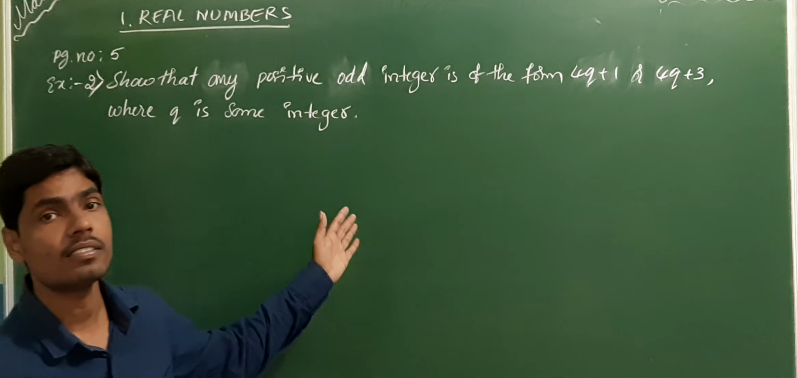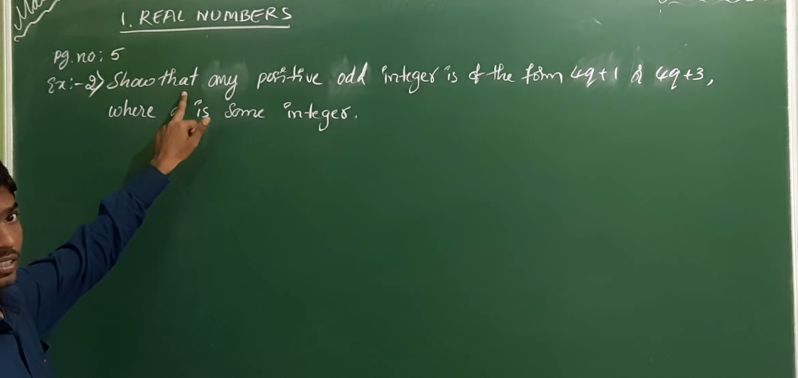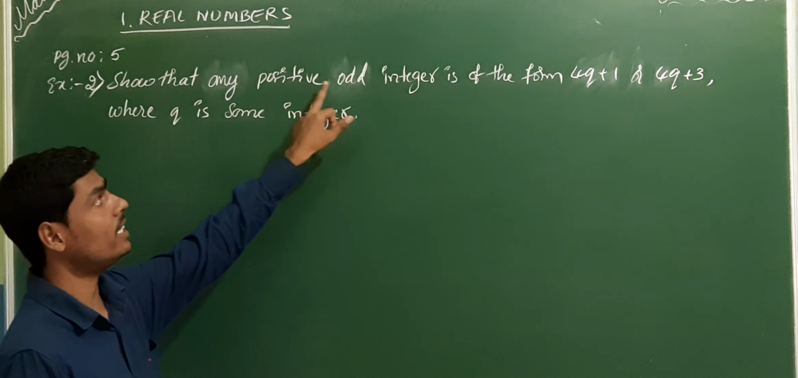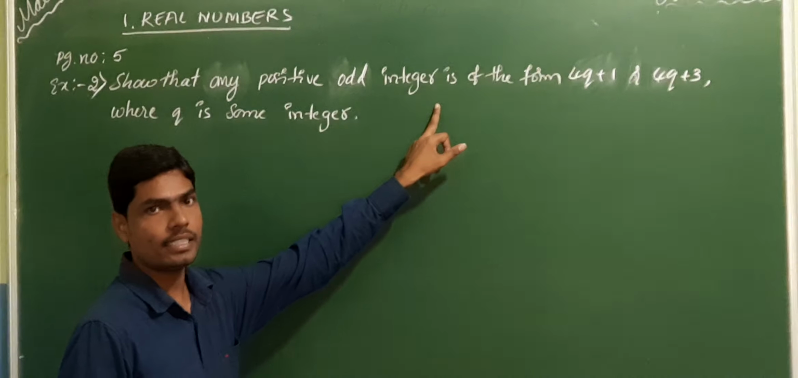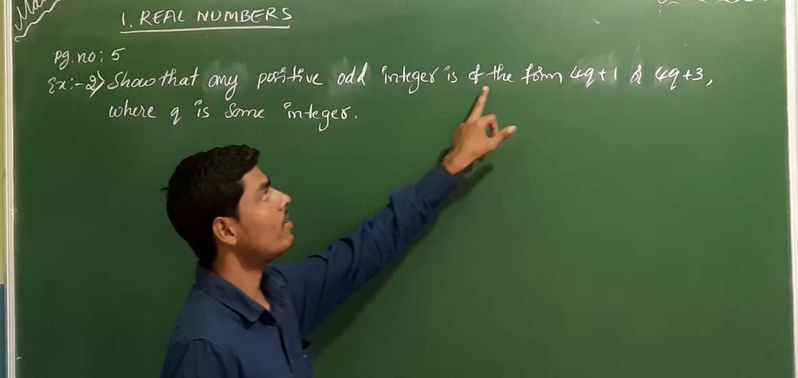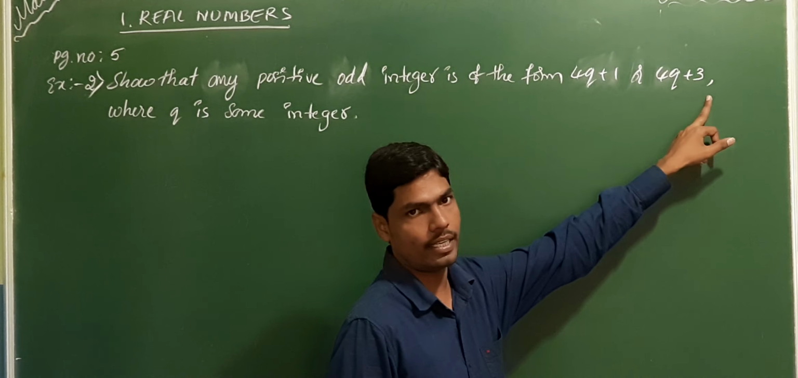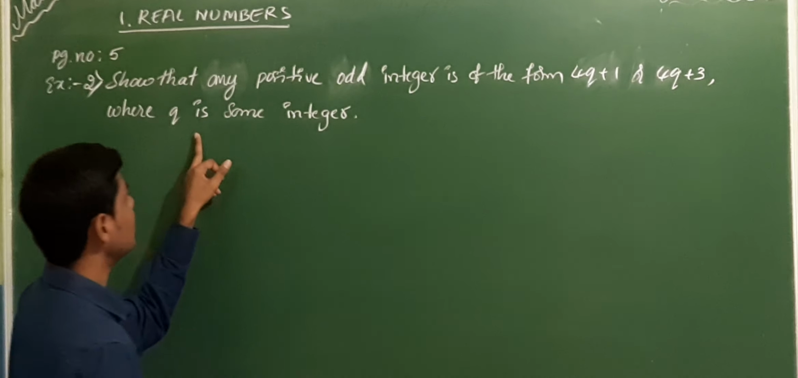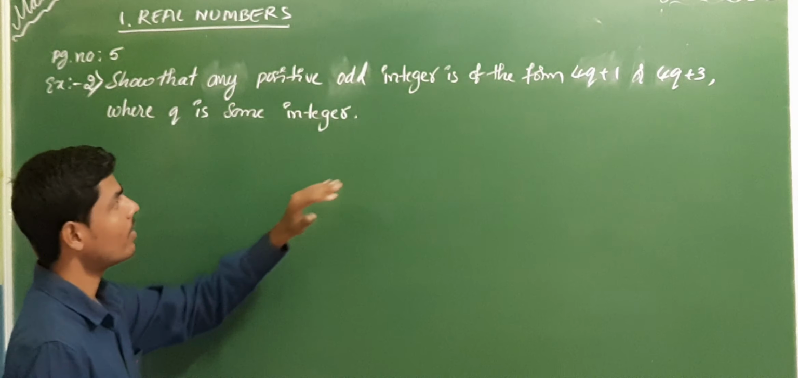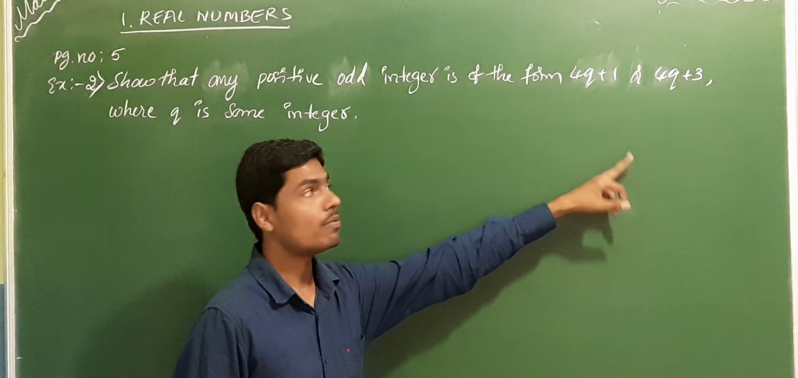So here is the second example. Read that question once. Show that any positive odd integer is of the form 4q plus 1 or 4q plus 3, where q is some integer. Now, is of the form 4q plus 1, 4q plus 1.